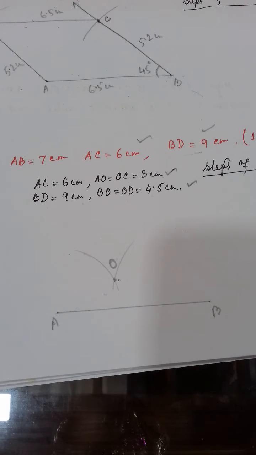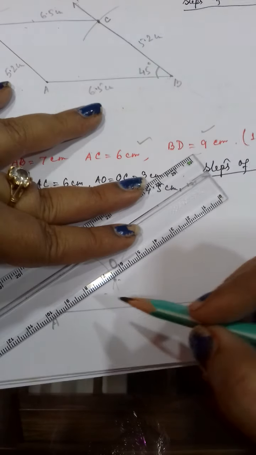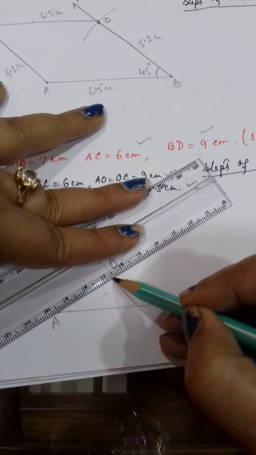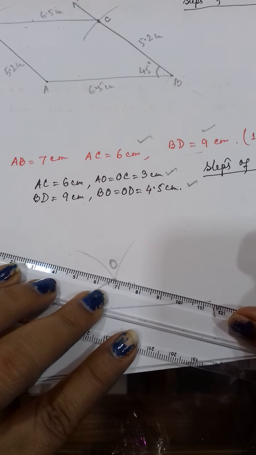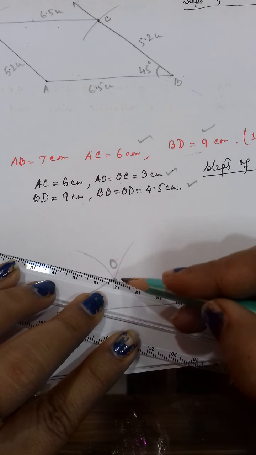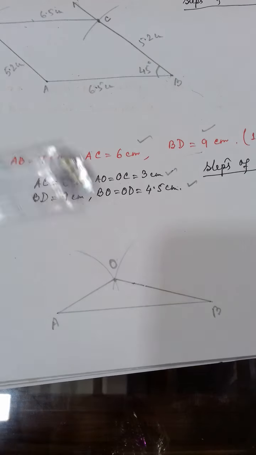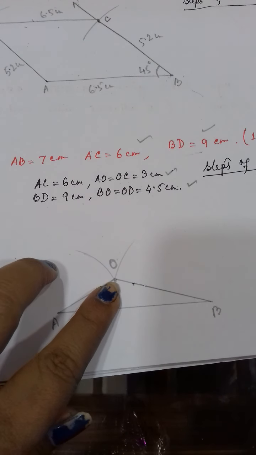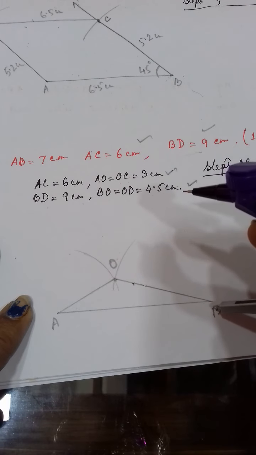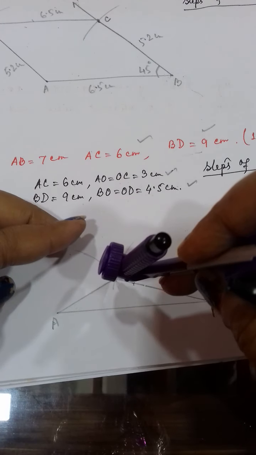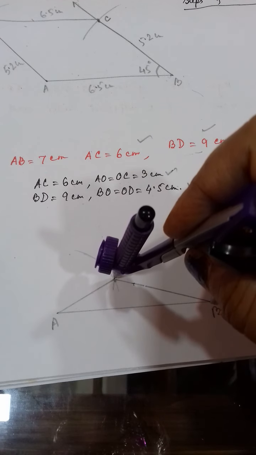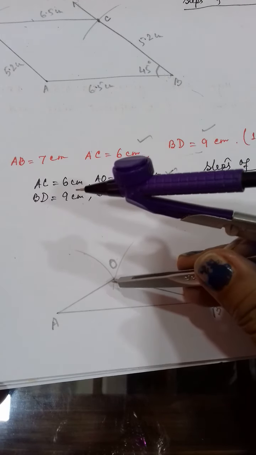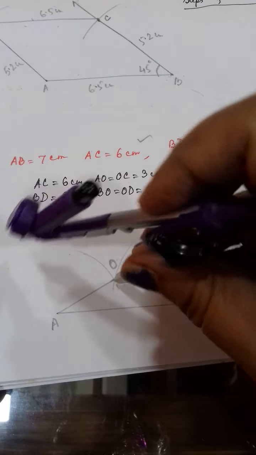Got it? Now you join OA and OB. Clear? After joining, as you know, I told you one diagonal bisects the other diagonal, so it is the midpoint. So now the next step is what? You take the measurement OB. Clear? With this same measurement, place your compass at O.